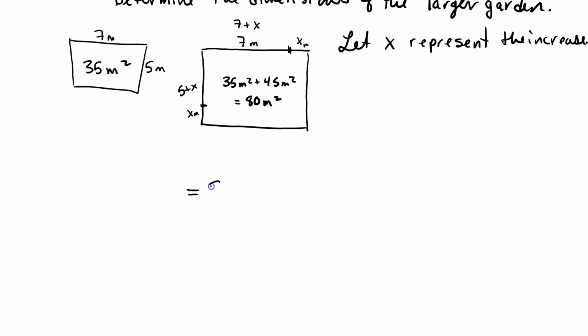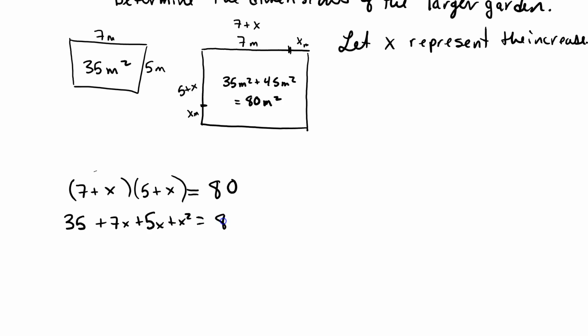So we know that the area is 80 and my two sides, length times width, are going to be 7 plus x times 5 plus x. So we're going to approach this the exact same way as we would do any problem when it comes to quadratic equations and solving them by factoring. We're going to expand it out. 35 plus 7x plus 5x plus x squared equals 80.